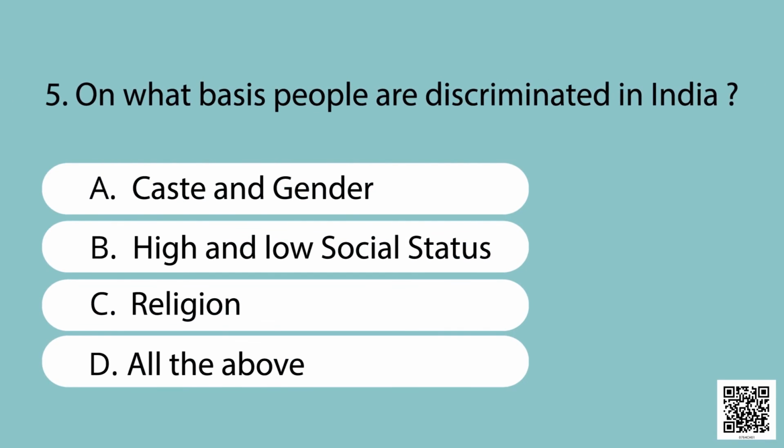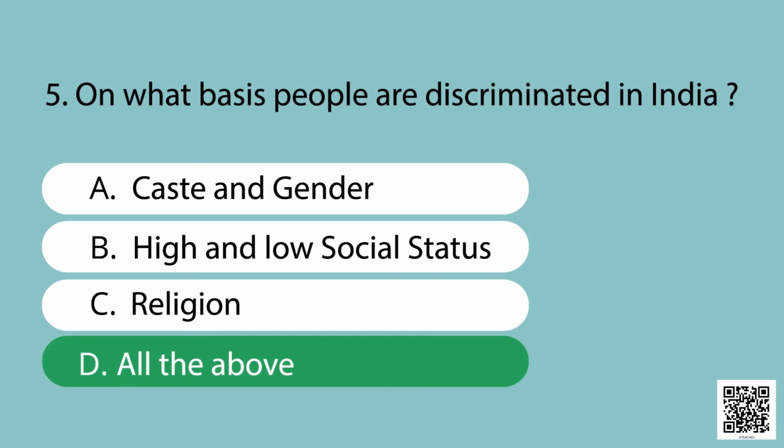Students, now the last question is question number 5. On what basis are people discriminated against in India? A. Caste and gender. B. High and low social status. C. Religion. D. All of the above. Students, as you studied in this chapter, Kanta, Om Prakash Valmiki and Mr. and Mrs. Ansari feel the taste of discrimination in different ways. All these people belong to different caste, gender, social status and religion. Therefore, D, all of the above, is the right answer.